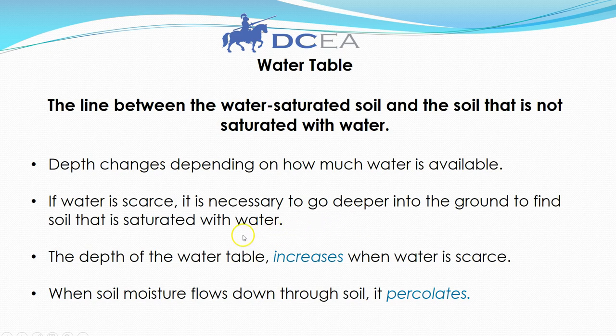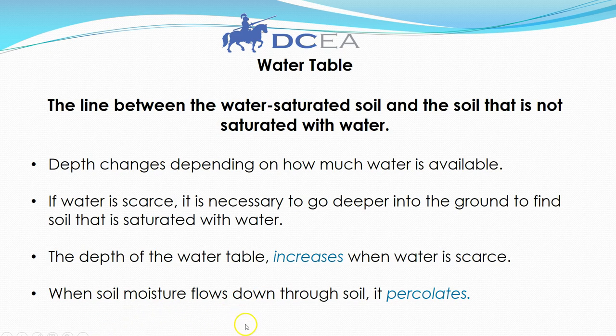And as an example, if you're digging a well, when you have soil saturated with water, you can get to the well water quickly. But if you have a dry, arid climate, it will take quite a while to get to the water for the well. The depth of the water table actually increases when water is scarce. So that basically means that if there's less water, you'll have to go deeper to find it.